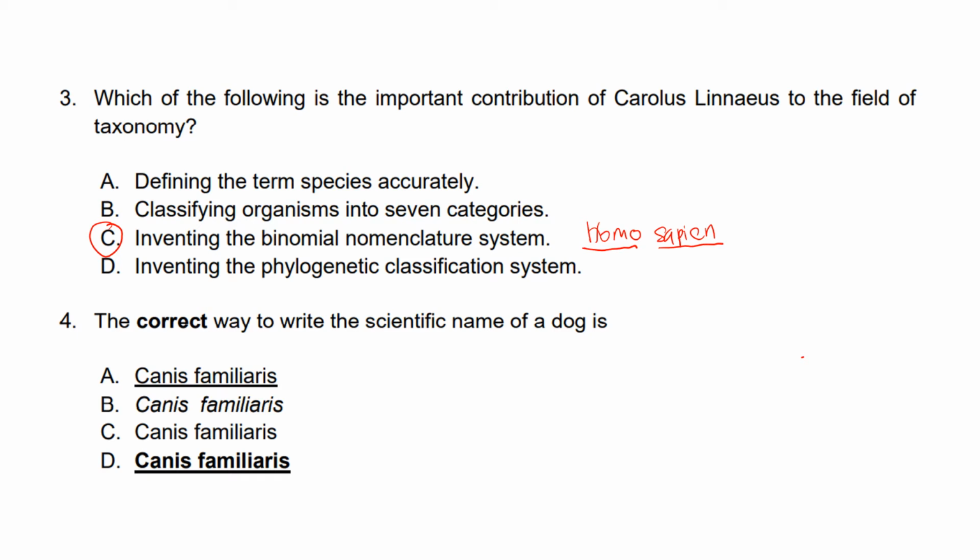Going to question number 4, the correct way to write the scientific name of a dog, the most correct way is B. If this is typed, it should be in italics. If it is handwritten, it is supposed to be underlined, but it is preferable to underline the 2 names separately. This is the genus name, and this is the specific epithet, part of the scientific name.